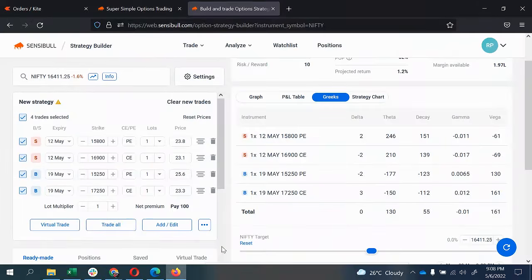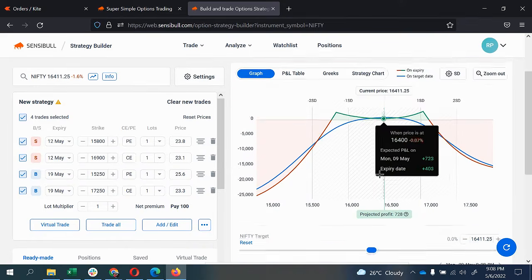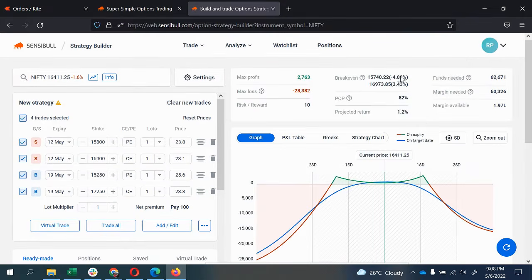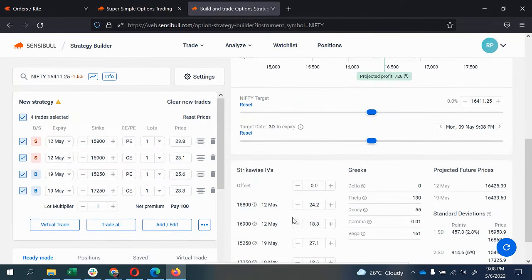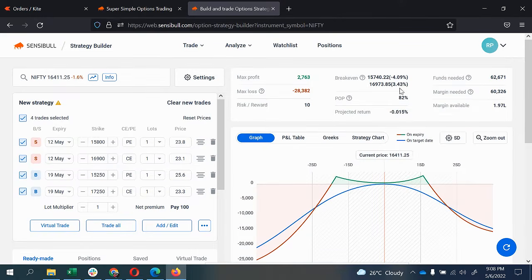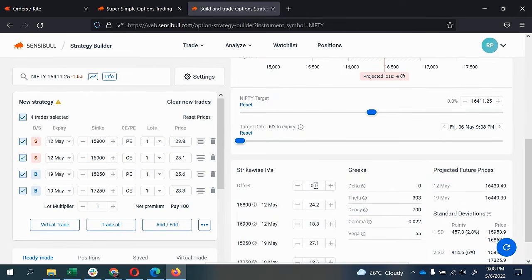I'll show you the practical example, right? This is your neutral. I'll take you to the payoff graph quickly. Check the range, right? 4% and 3%, 4% and 3.5%. I'm just increasing. I'll make it to Friday. Okay, so check the range, 4% and 3.4%. I'm just increasing the VIX to 10%.